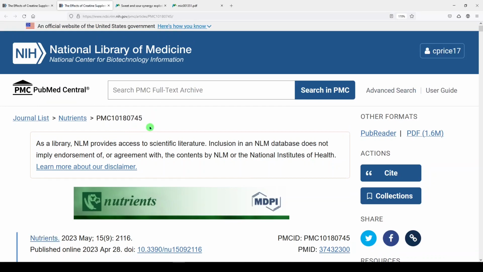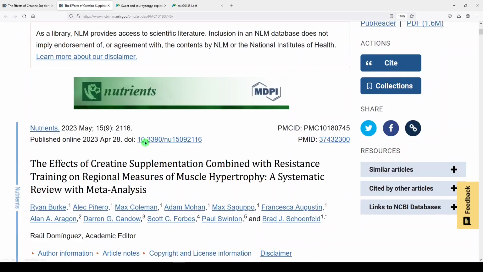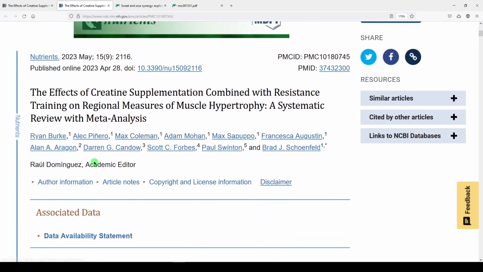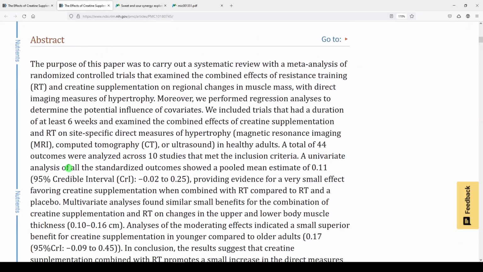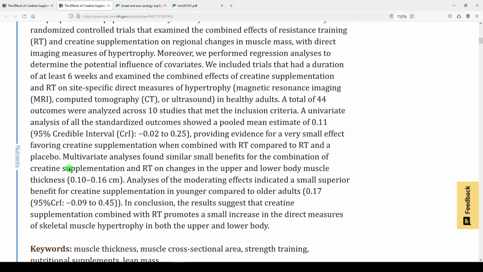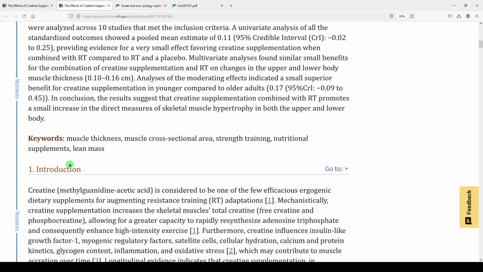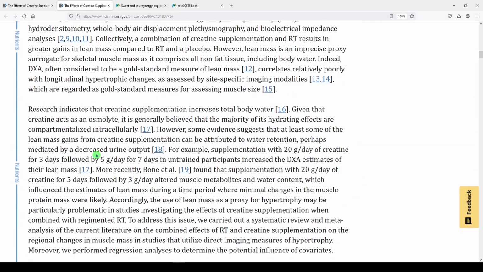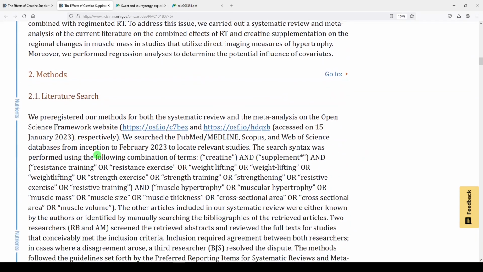It's in the journal Nutrients, published April of this year, 2023. And I'm going to actually make this a little smaller. It's almost too big. Here's the introduction. Remember, I'm really only interested in methods for the most part.